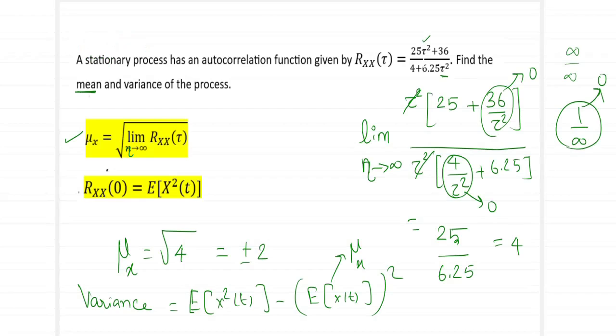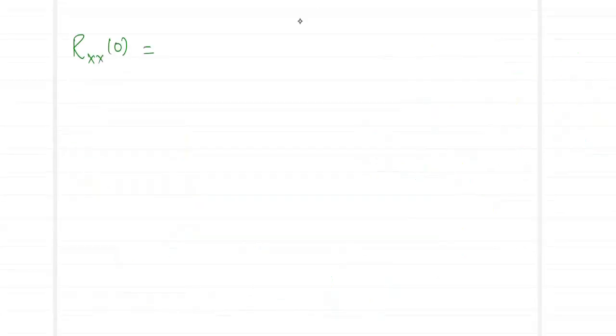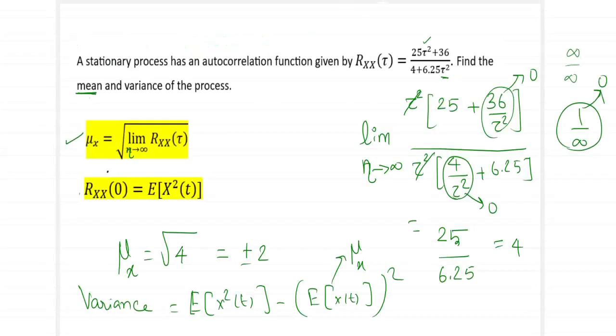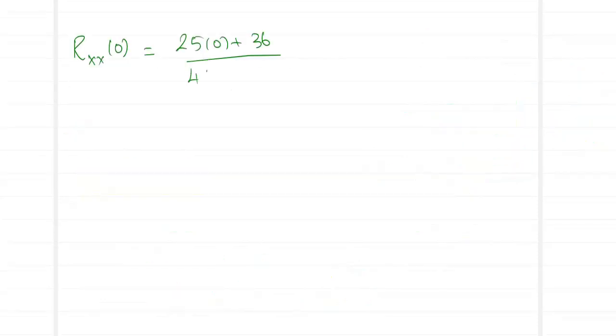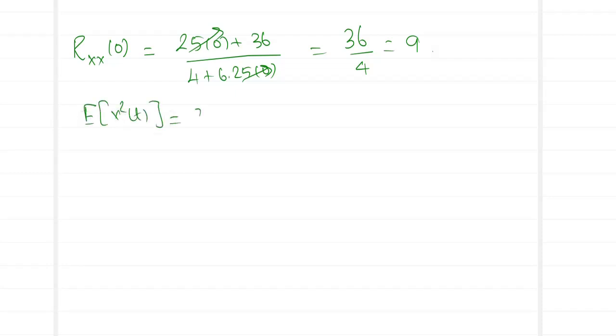So in the next step, what we are going to do is compute Rxx of 0. So what happens in the Rxx function? I am going to put tau as 0. So it is 25 into 0 plus 36 divided by, what is in the denominator? 4 plus 6.25 times 0. So this vanishes, leaving us with 36 by 4. So this makes it 9. So now my E of x square of t is ready, which is 9.